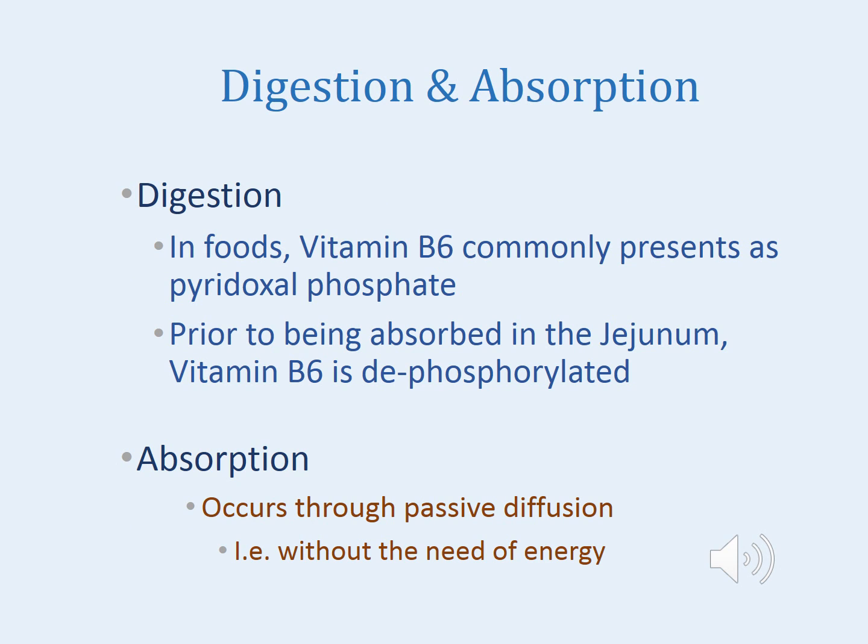Pyridoxal phosphate is also the most common form found in food sources. However, it undergoes dephosphorylation by alkaline phosphatase prior to absorption in the jejunum. Absorption occurs directly through passive diffusion, so without the need for energy like some of the other B vitamins.